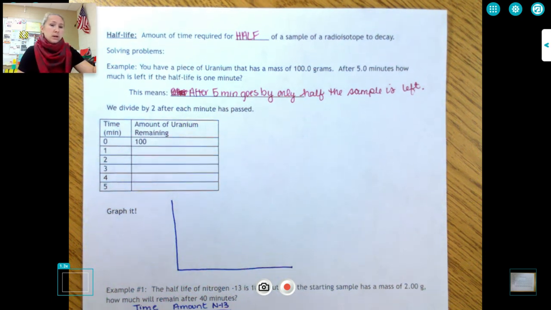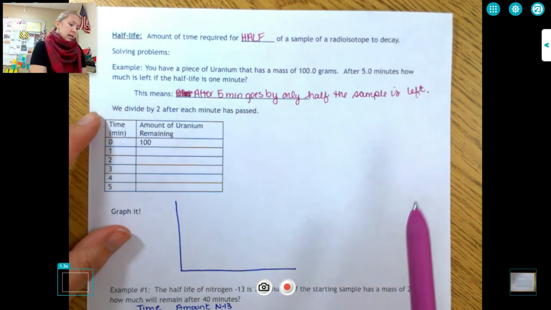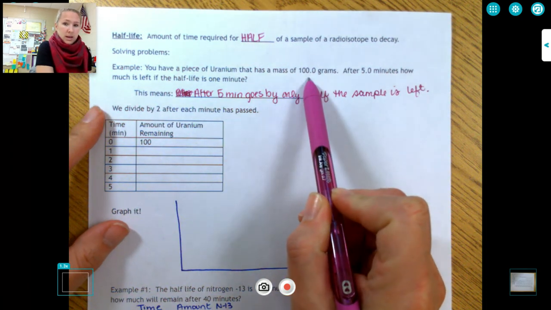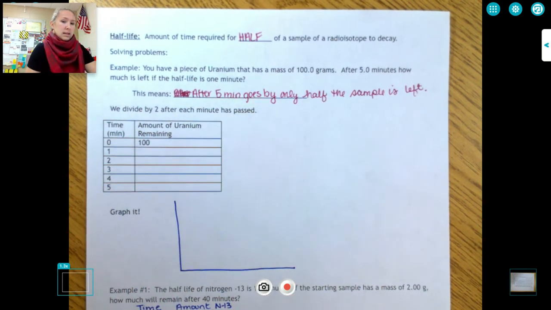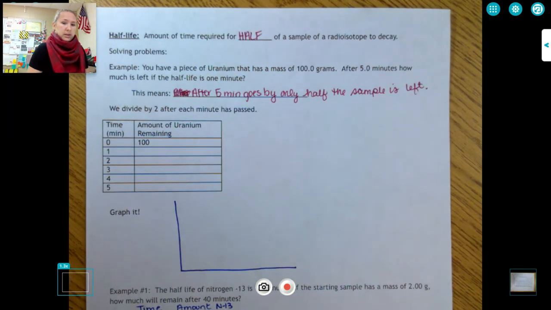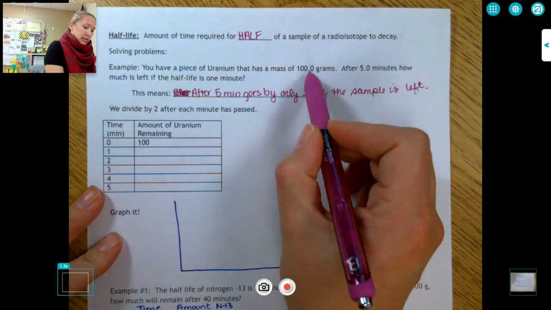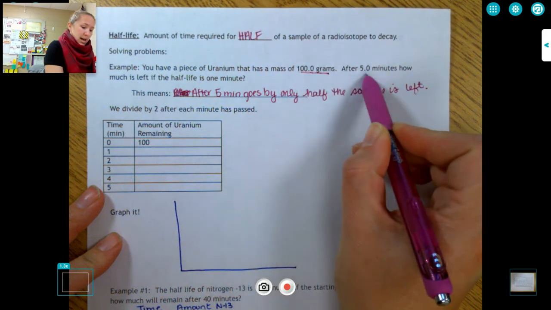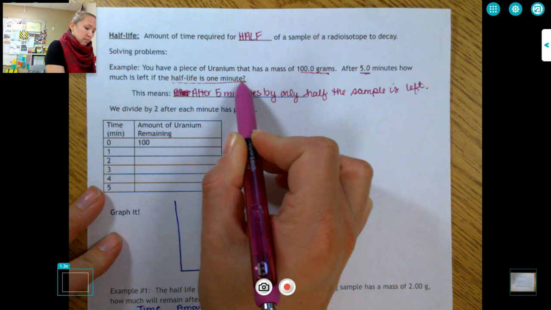So we're going to go through a couple of example questions here where we have a piece of uranium, initially has a mass of 100 grams. After 5 minutes, how much is left if the half-life is 1 minute? Okay, that's a little easier to see. So again, a piece of uranium has an initial mass of 100 grams. After 5 minutes, how much is left if the half-life is 1 minute?